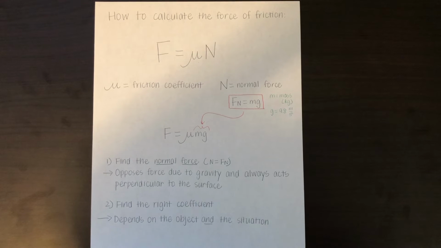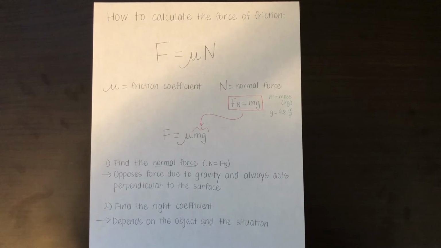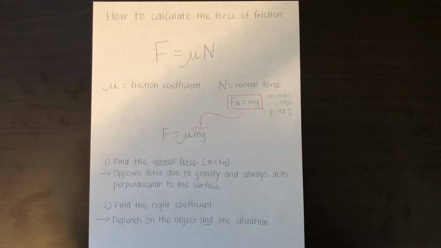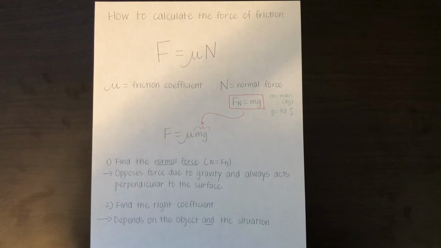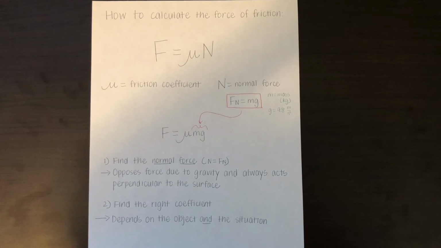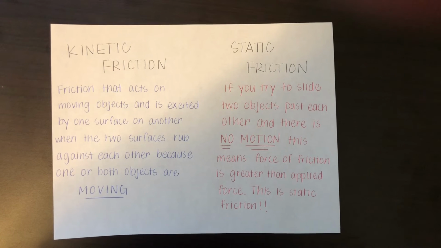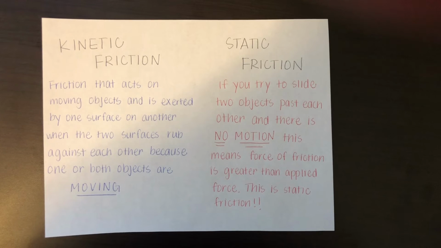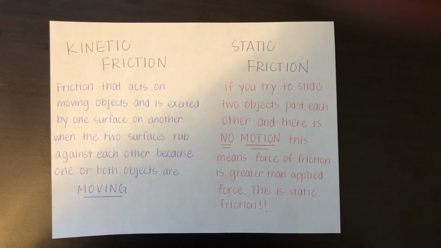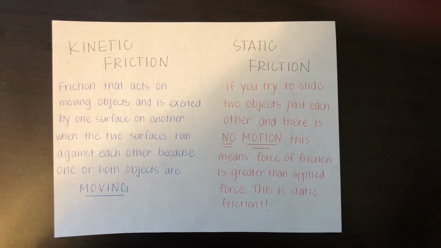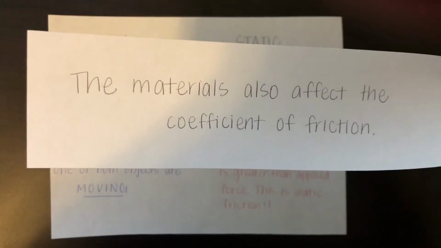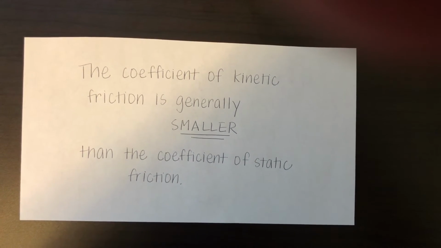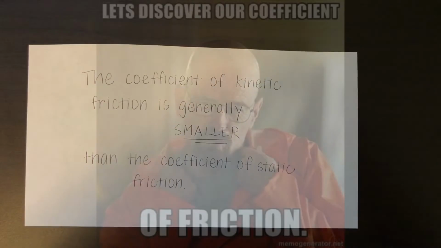The first step to find the force of friction is to find the normal force. The normal force always opposes the force due to gravity and is perpendicular to the surface. Then you have to use the right friction coefficient, which depends on the object and the situation. By situation, I mean whether the object is experiencing kinetic or static friction. Simply put, kinetic friction acts on moving objects, and static friction acts on objects that are not moving. The materials of the surfaces and the object also affect the coefficient of friction. The coefficient of kinetic friction is generally smaller than the coefficient of static friction.